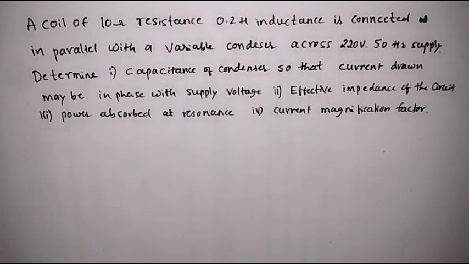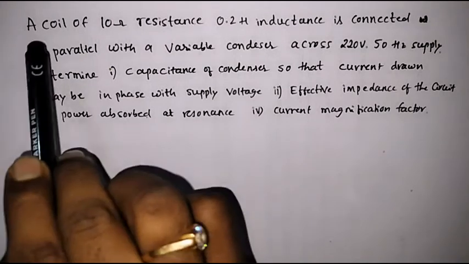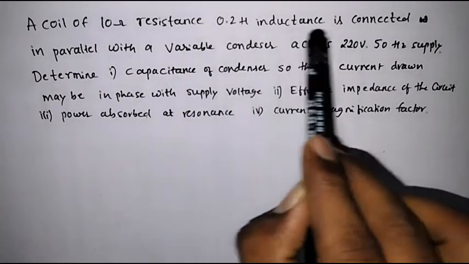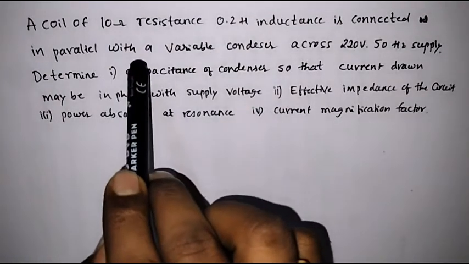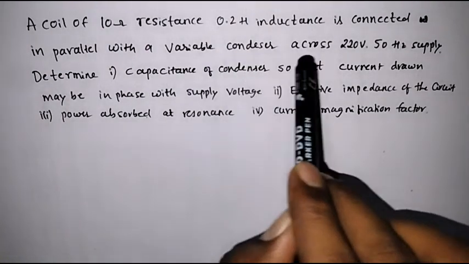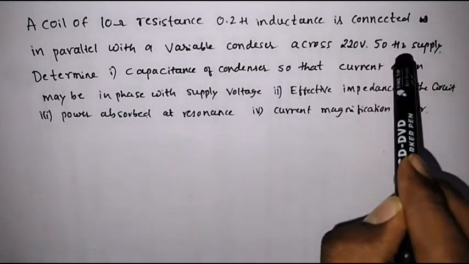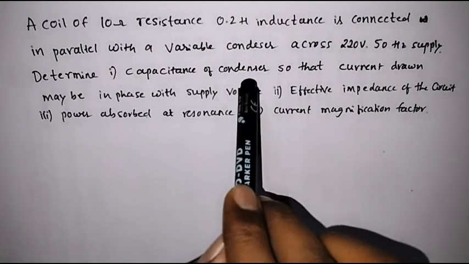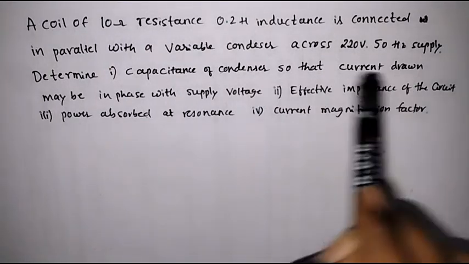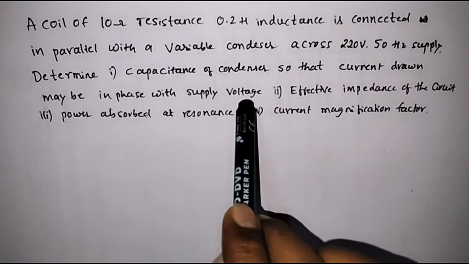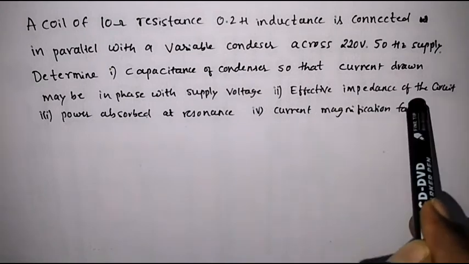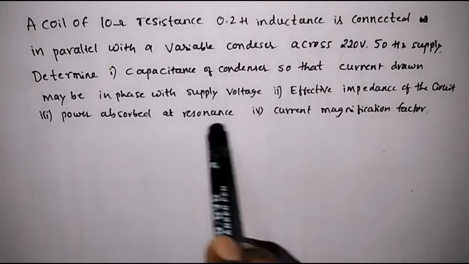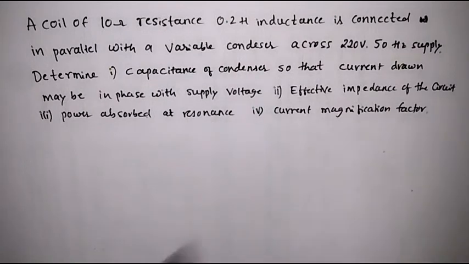Let's take one example on parallel resonant circuit. A coil of 10 ohm resistance, 0.2 Henry inductance is connected in parallel with a variable condenser across 220 volts, 50 Hz supply. Determine capacitance of condenser so that current drawn may be in phase with supply voltage, effective impedance of the circuit, power absorbed at resonance, current magnification factor.